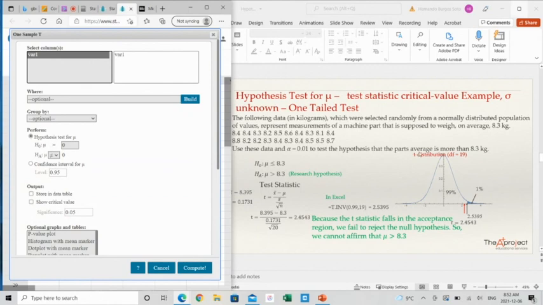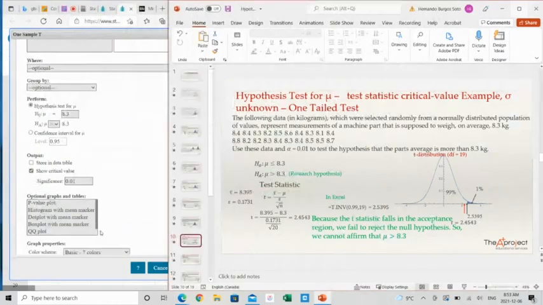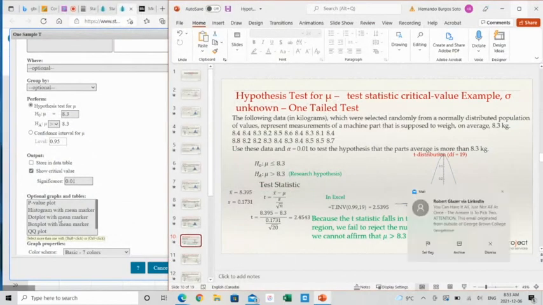Because the alternative is more than 8.3, just change this symbol to more than. There are three options. This is not equal, depending on the problem. This is less than, this is more than. So I'm going to choose more than. There is no equal here. So it will be more than, and the number is 8.3. You need to choose the significance. Show critical value, choose this, and the significance is 0.01.